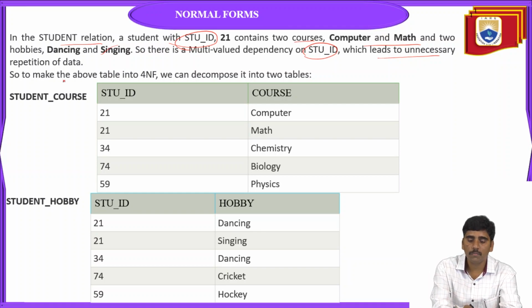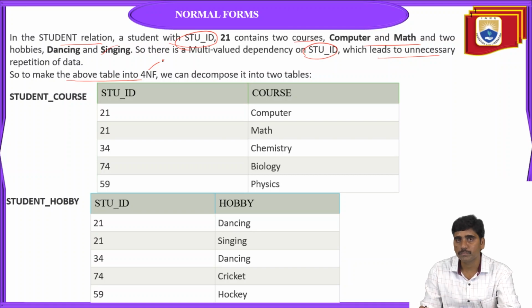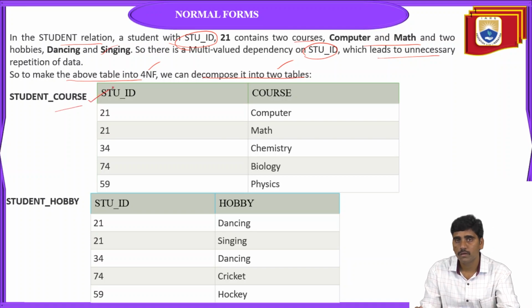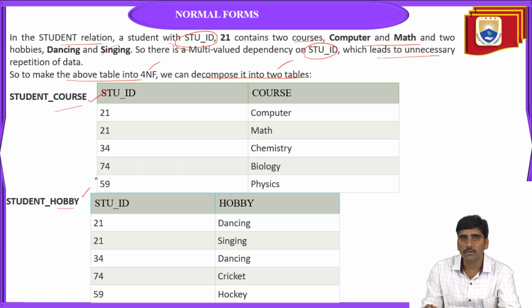So to make the above table into fourth normal form, we can decompose it into two tables. So what are those two tables? Student underscore course is one table. Student underscore hobby is one table. So one is student course table and student hobby table.